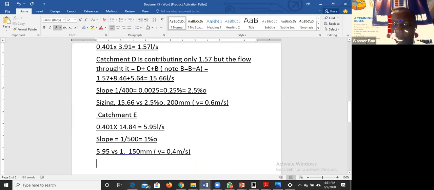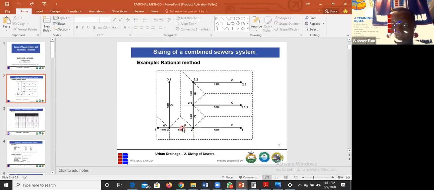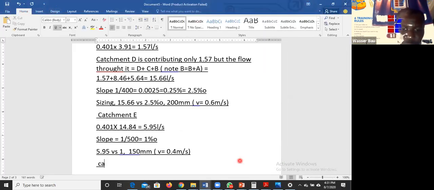So now let's go for the next pipe. The next pipe is now pipe F. So catchment F or pipe F. When I say catchment F, it is the same thing as pipe F.